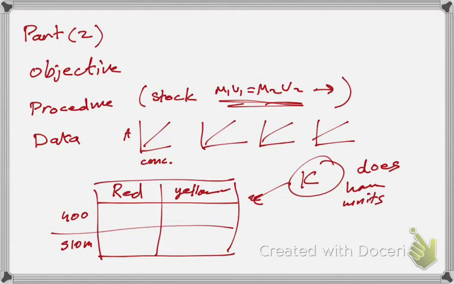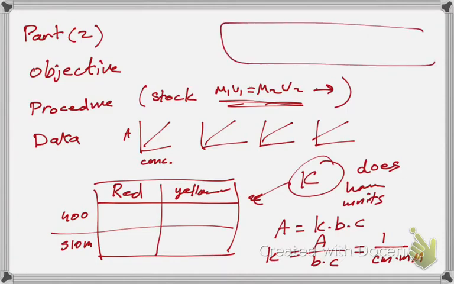So let's figure out the unit of K. Absorbance equals KBC, meaning K equals absorbance over BC. Absorbance doesn't have a unit. The b is centimeter and c is millimolar. So therefore, the unit of K is millimolar^-1 centimeter^-1. It's very important that you include that.